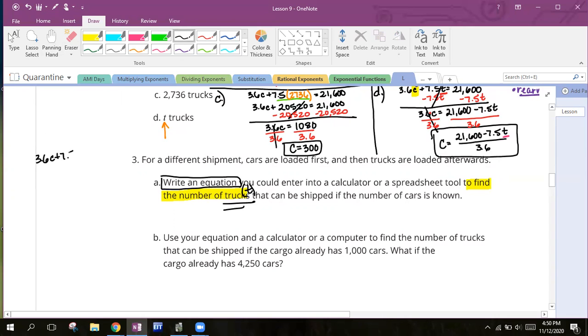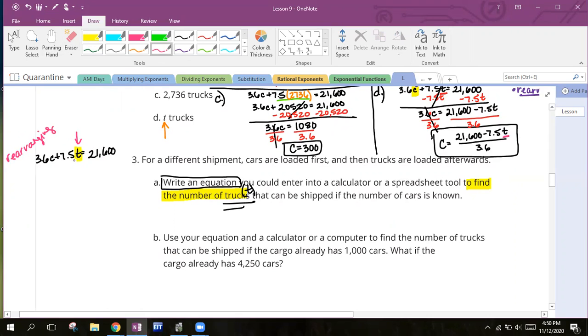3.6c plus 7.5t equals 21,600. So because they wanted to make it easier to find trucks, we're going to take my equation and solve it for trucks. This time it doesn't tell me what C equals like all the other things, so we're just rearranging it.